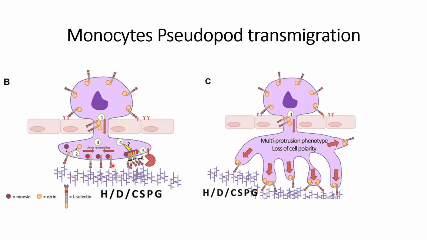L-selectin clustering, and that can be seen here. And this clustering thereby helps in pseudopod transmigration formations. And thereafter, once this clustering occurs and it interacts with moesin, it will also lead to the shedding of the L-selectin. It can be seen here.